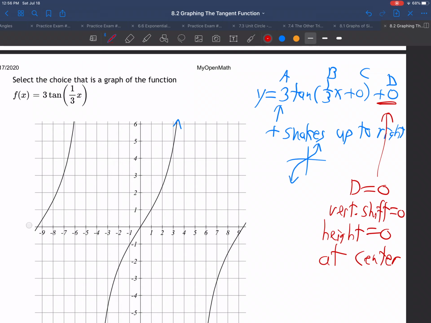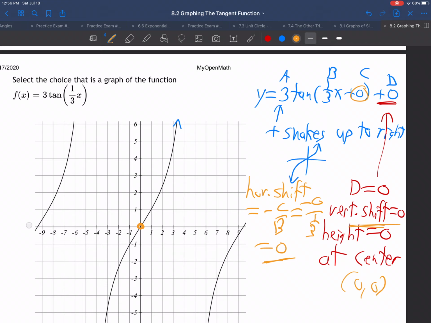And so we have that, and then the horizontal shift, let me write it over here. The horizontal shift is negative C over B. So that's negative, and C is 0, notice, over B, which is 1/3, but 0 over anything is just 0. So there's no horizontal shift, there's no vertical shift, so the center must be 0, 0. So this one goes through 0, 0.